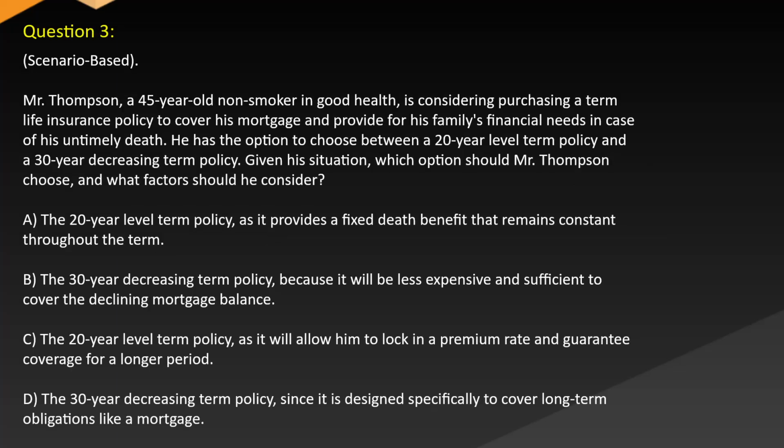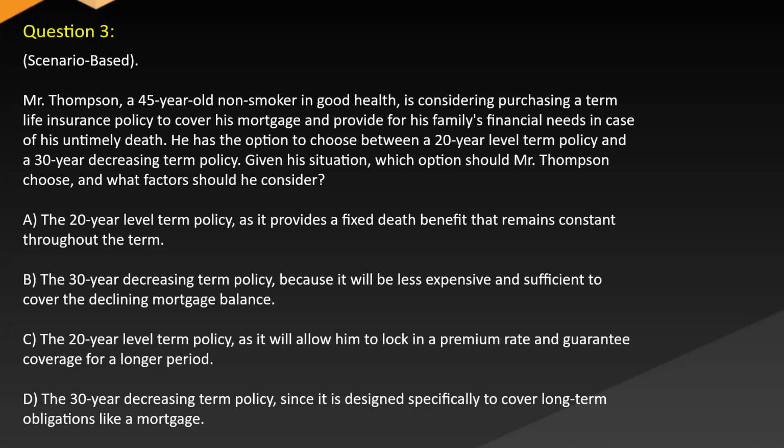Question 3. Scenario-based. Mr. Thompson, a 45-year-old non-smoker in good health, is considering purchasing a term life insurance policy to cover his mortgage and provide for his family's financial needs in case of his untimely death. He has the option to choose between a 20-year level term policy and a 30-year decreasing term policy. Given his situation, which option should Mr. Thompson choose and what factors should he consider?